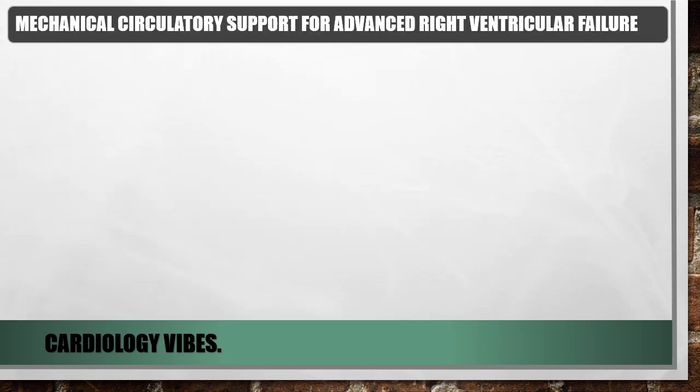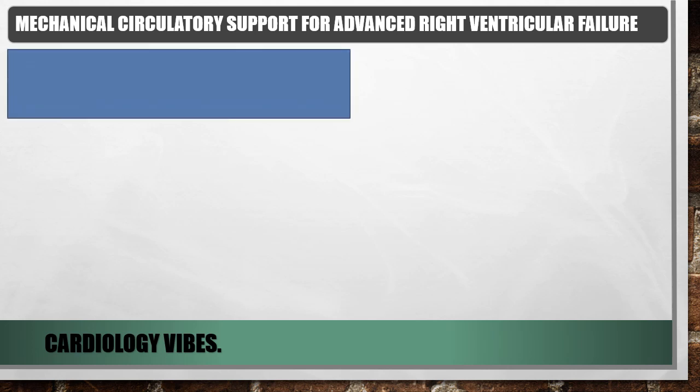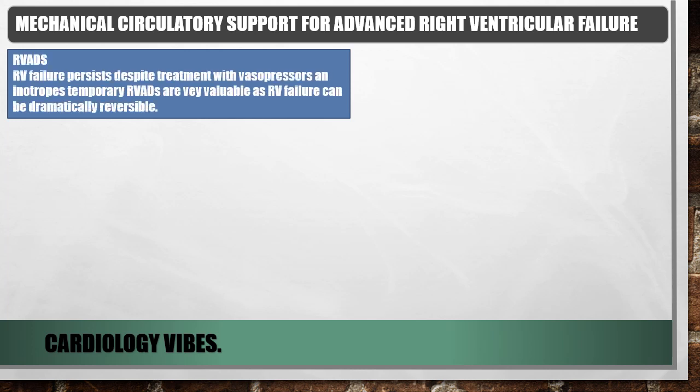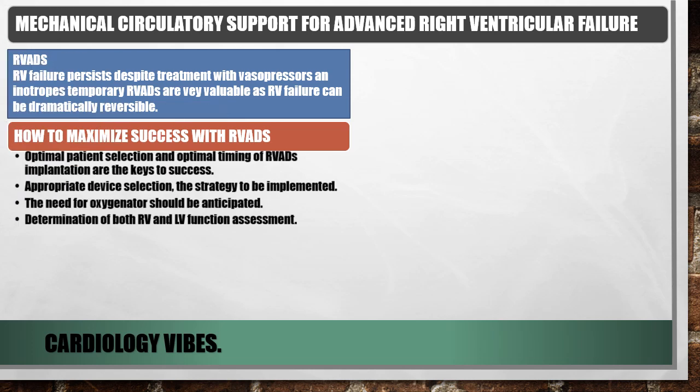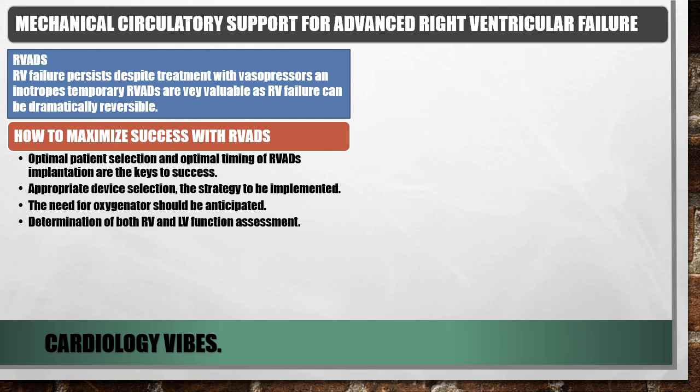In this slide, I will go through mechanical circulatory support for advanced right ventricular failure. Classically, we use right ventricular assist devices. If RV failure persists despite treatment with vasopressors and inotropes, temporary right ventricular assist devices are very valuable, as RV failure can be dramatically reversible. Some points to remember on how to maximize success with right ventricular assist devices: importantly, optimal patient selection and optimal timing of RVAD implantation are the key to success.